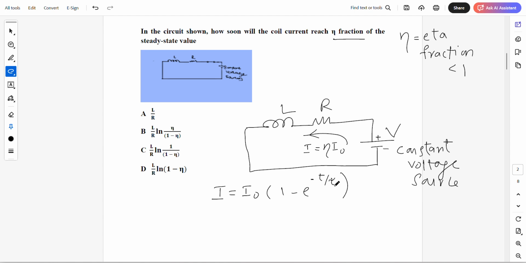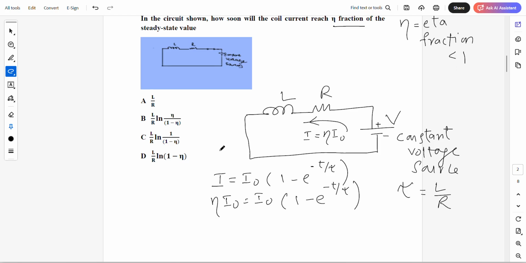Okay, now eta is nothing but what? Eta is I by I naught, that is equal to I naught into 1 minus e to the power of minus t by tau, where we know tau is equal to L by R, that is the time constant. Now here I naught gets cancelled. If I simplify, eta is equal to 1 minus e to the power of minus t by tau.